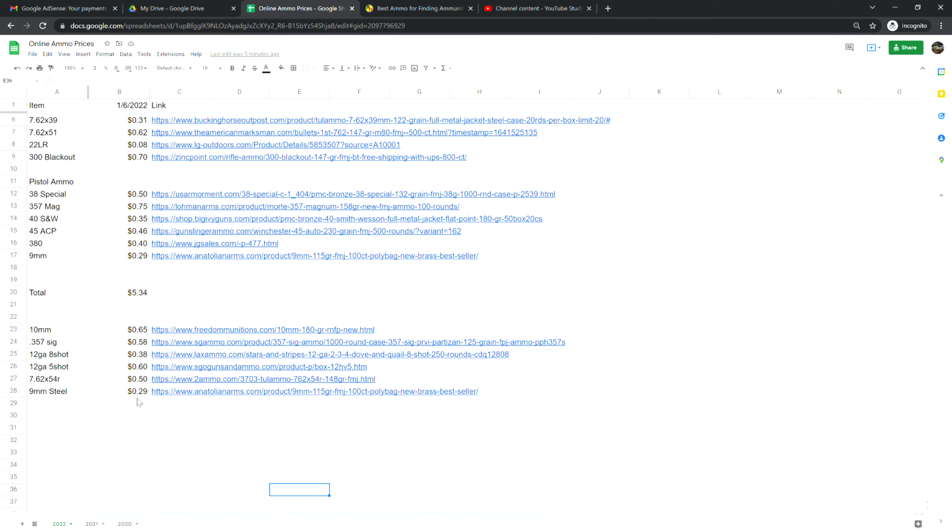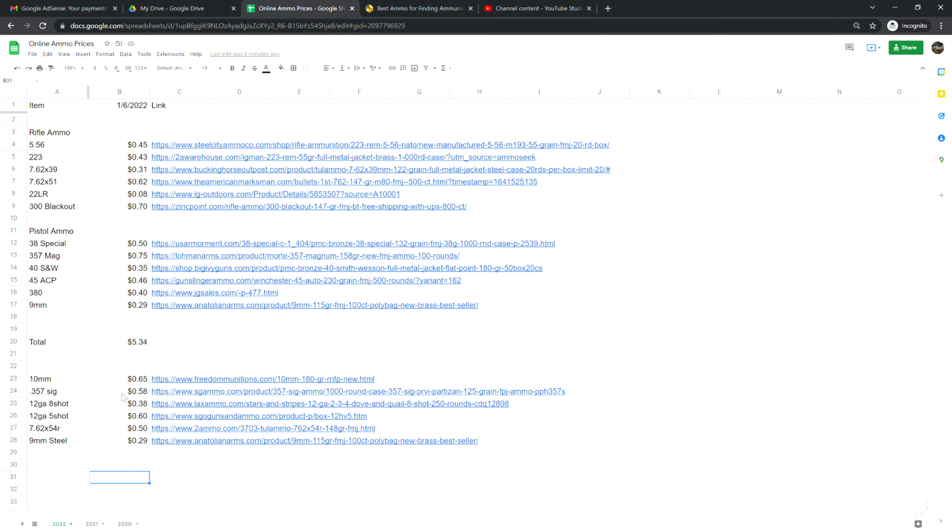10 millimeter is at 65 cents a shot. 357 SIG is at 58 cents a shot. 12 gauge 8 shot, 38 cents a shot. 12 gauge 5 shot, 60 cents a shot. 7.62 by 54R is at 50 cents a shot, and 9mm steel ammunition was at 29 cents a shot. So that concludes the online ammo prices for this week.